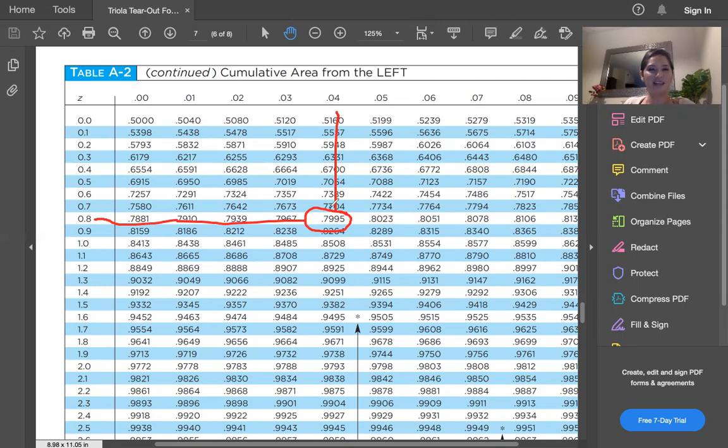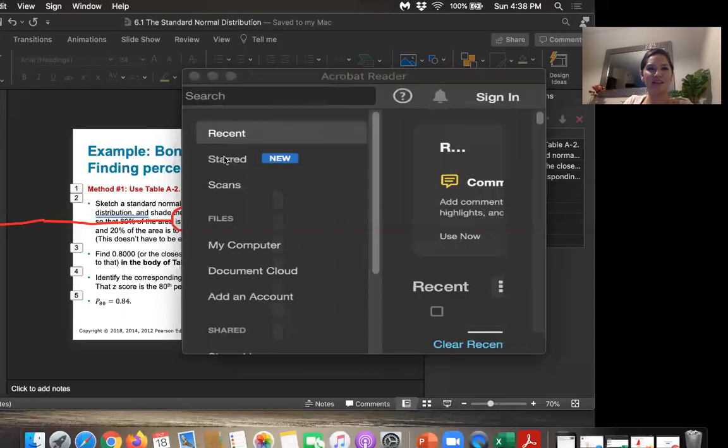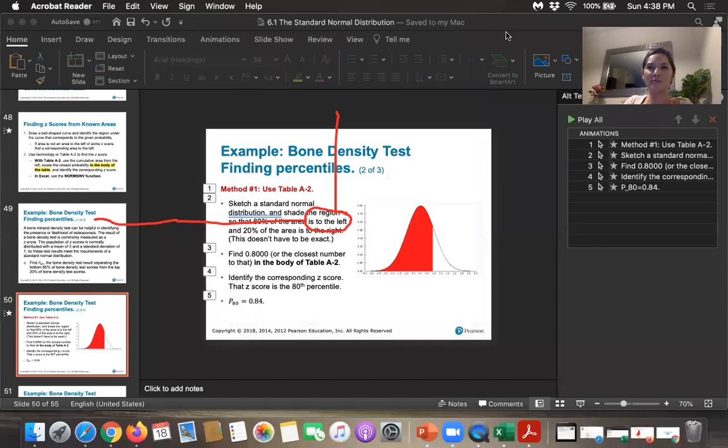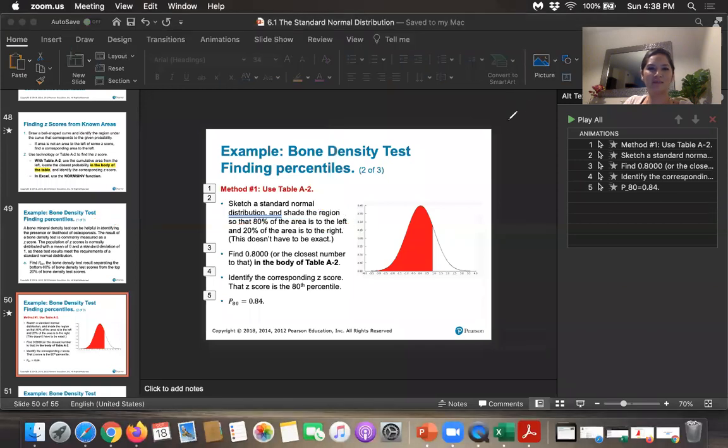Now you can see that it's not exact. The actual z-score is going to be a little bit more than that in order for us to close that gap on that 0.0005 difference. So the answer is 0.84, and that's how we would use the table to find that. Oops, let's clear all of that. Okay.